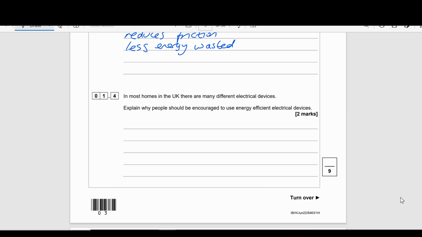1.4. In most homes in the UK, there are many different electrical devices. Explain why people should be encouraged to use energy efficient electrical devices. 2 marks. Okay, so again, our question is linked to efficiency because it says it in the question. So, what is an energy efficient device going to do? So, an energy efficient device will mean that less energy is going to be wasted.